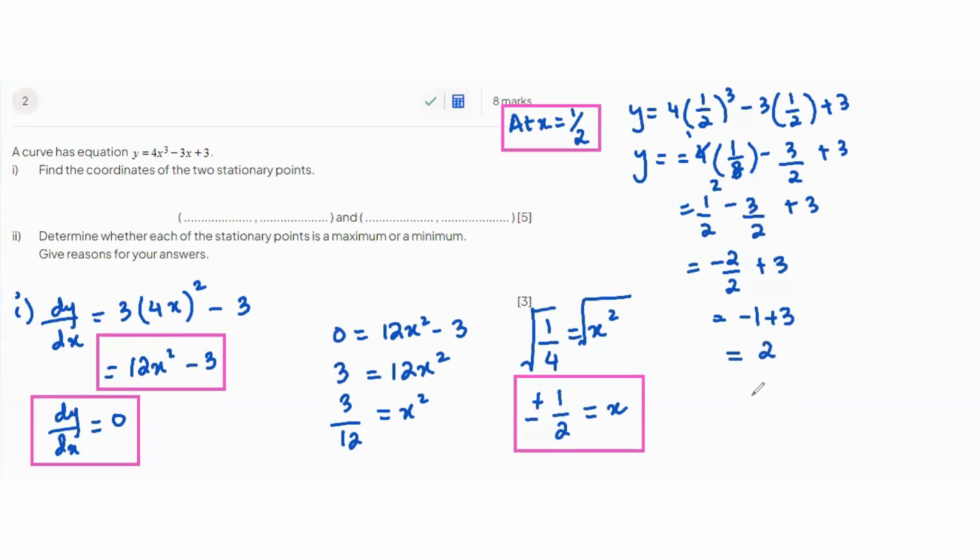So one coordinate is going to be, I'm going to call this A, that's going to be 1 over 2 and 2. Let's put that over here. And for the next one, I'm just going to remove this.